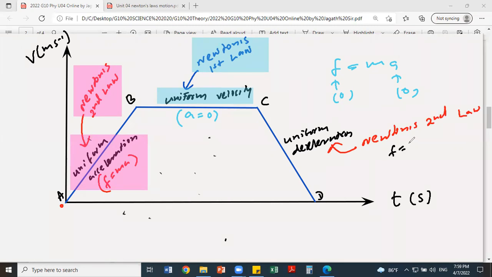So for this one you can write the F equals ma equation. Is that clear? So this is the connection between Newton's laws and the motion graph. Because you learn Newton's laws under chapter 4 and you learn the velocity-time graph under unit 2. Unit 2 is also physics, unit 4 is also physics.